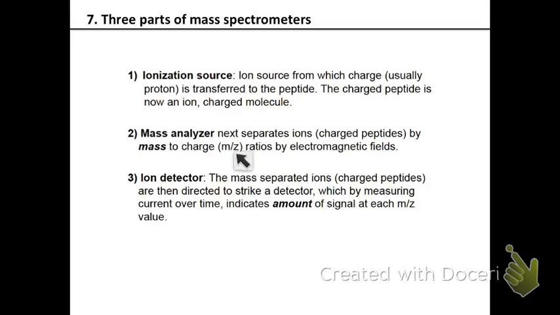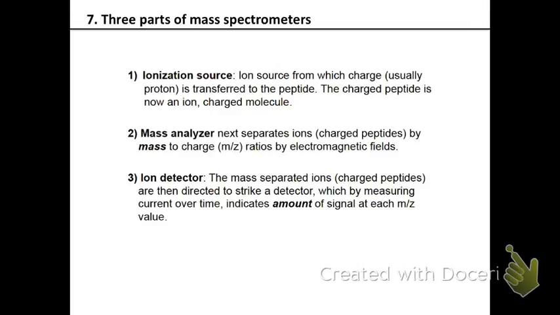The next component in a mass spectrometer is called the mass analyzer. What it does is it separates these ions, so these peptides, by mass to charge ratio by an electromagnetic field. In simple samples, each peptide has a single charge on it. So every peptide in a simple sample is going to have the same charge. So when the mass analyzer separates the samples based on mass to charge ratio, it basically does it based on the mass ratio. Okay?